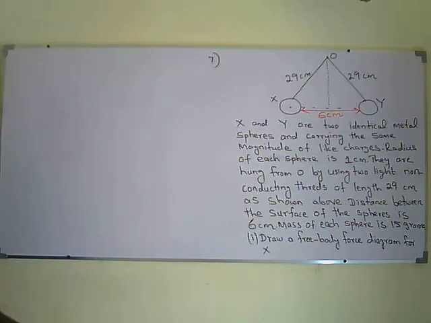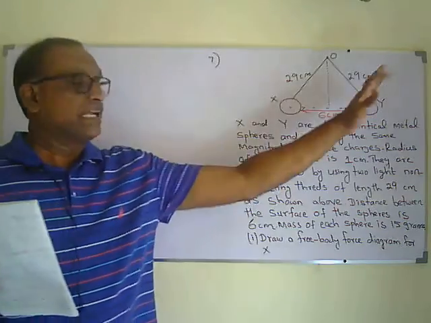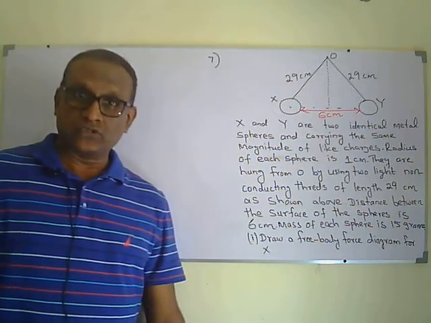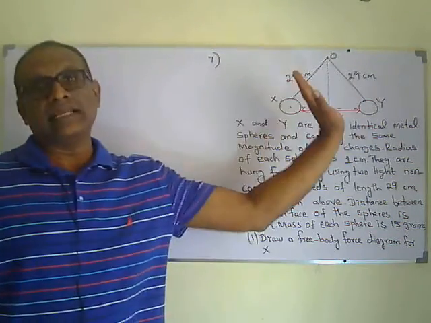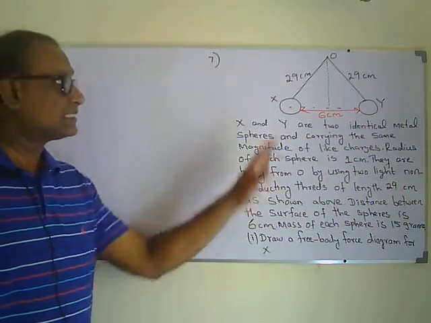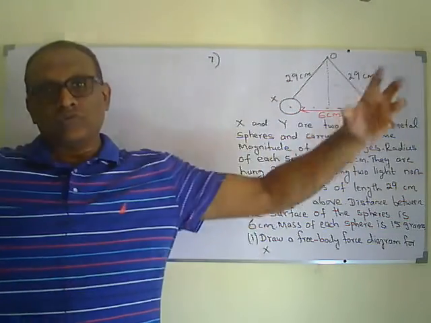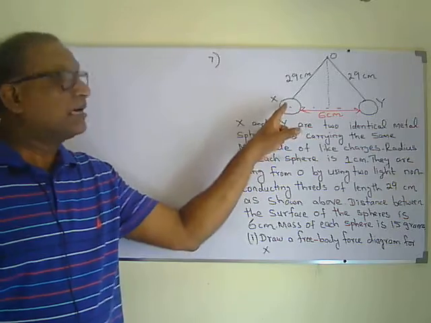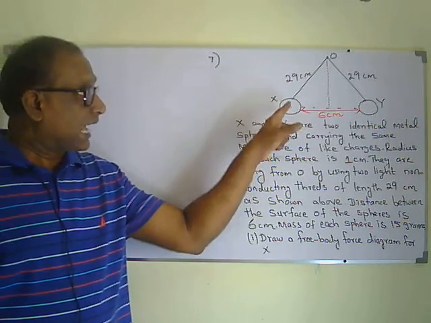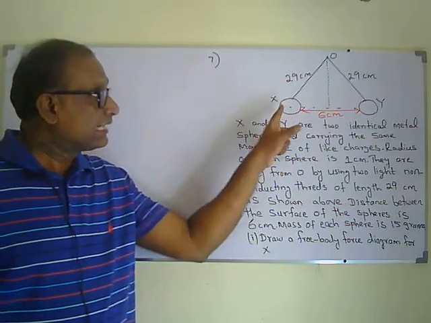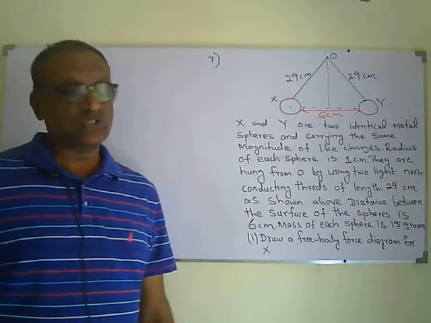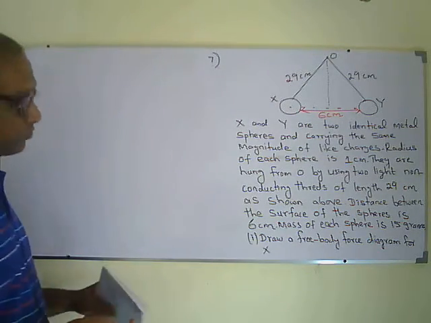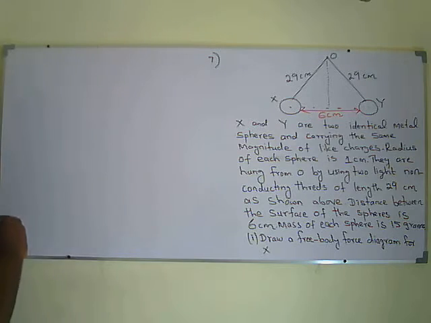First part: draw a free body force diagram. Both spheres will experience the same magnitude of electrostatic force, and it will be a repulsive force. That's the reason the metal spheres are moved further apart. Their weight will act at the center and the tension will be along the string. They ask to draw the free body force diagram for sphere X.